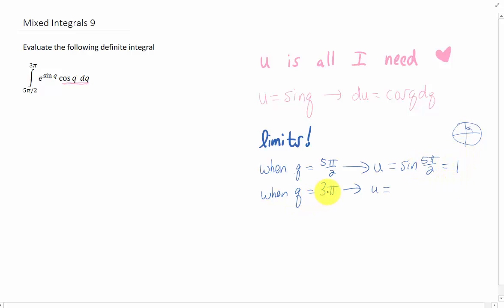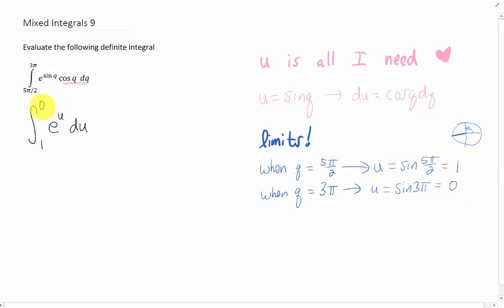Now when q is 3 pi, our u is going to be sine of 3 pi. And going back to the unit circle again, pi would be here, 2 pi would be here, and 3 pi would be over here, coterminal with pi. And the sine of that angle is just 0. So when we change our limits over, our lower limit of integration is going to be 1, and our upper limit of integration is going to be 0.